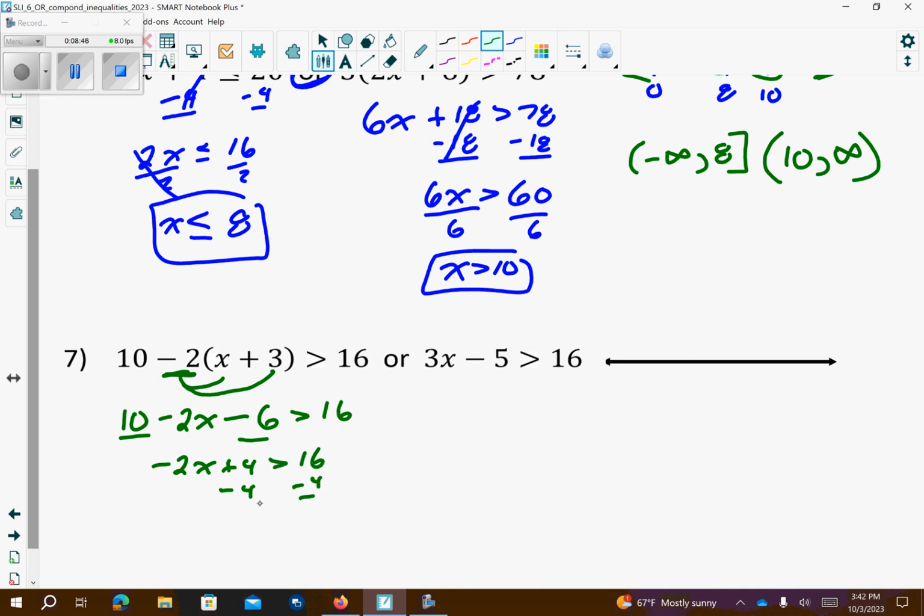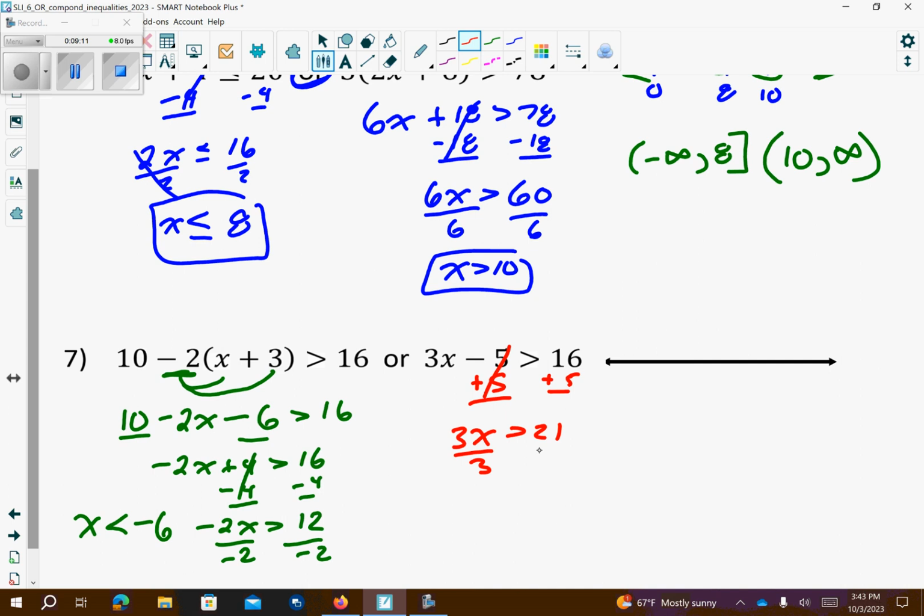So I'm going to subtract 4 from both sides. They cancel on the left side. And that's going to give me 16 minus 4 is 12. Divide both sides by -2. What happens if I divide by a negative? The sign flips over. So x is less than -6. Then try this one. So I'm going to add 5 to both sides. Those cancel. Divide both sides by 3. So x is greater than 7. So we're ready to go ahead and graph these.